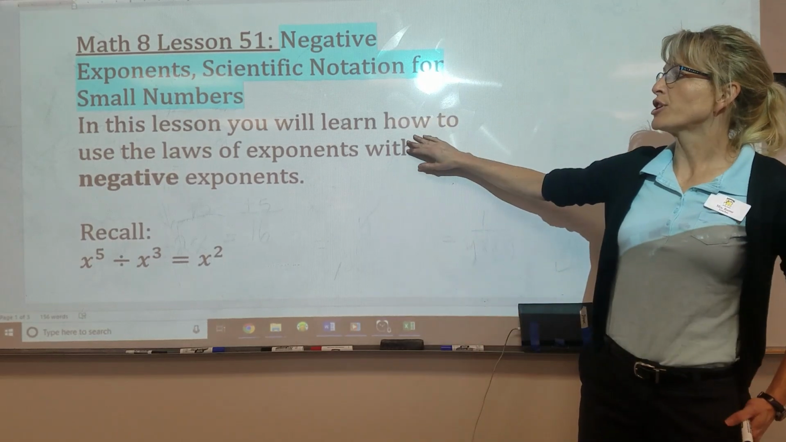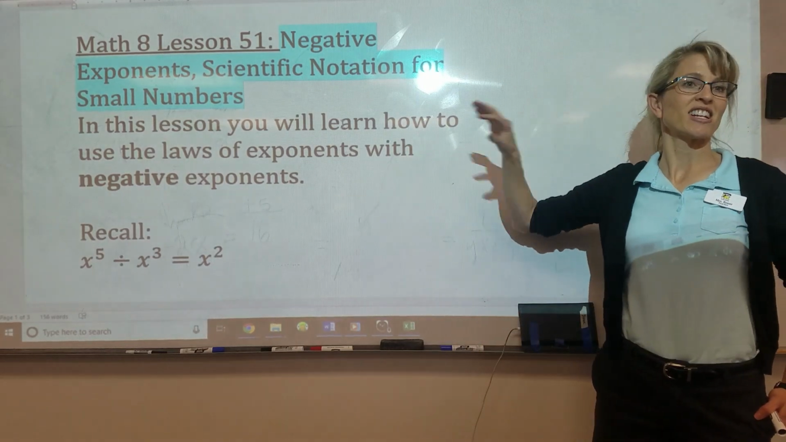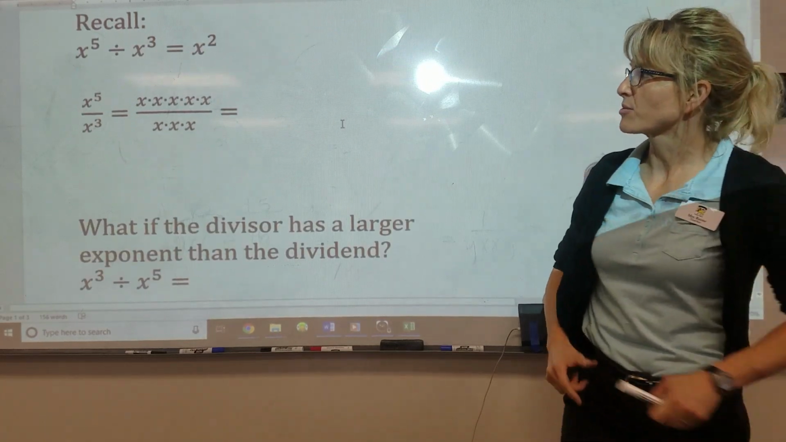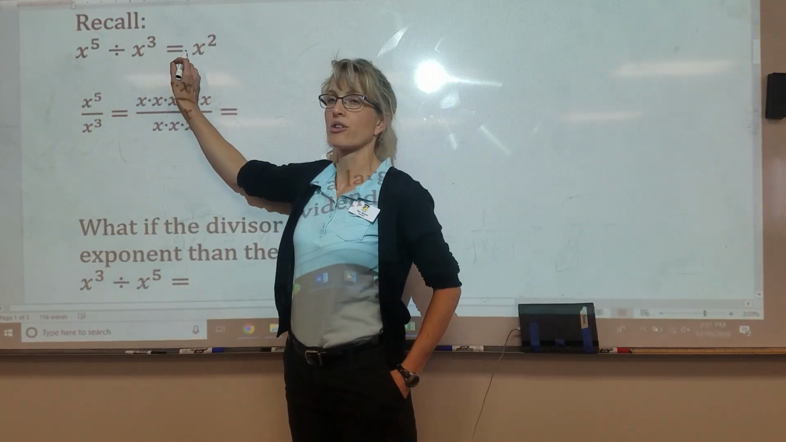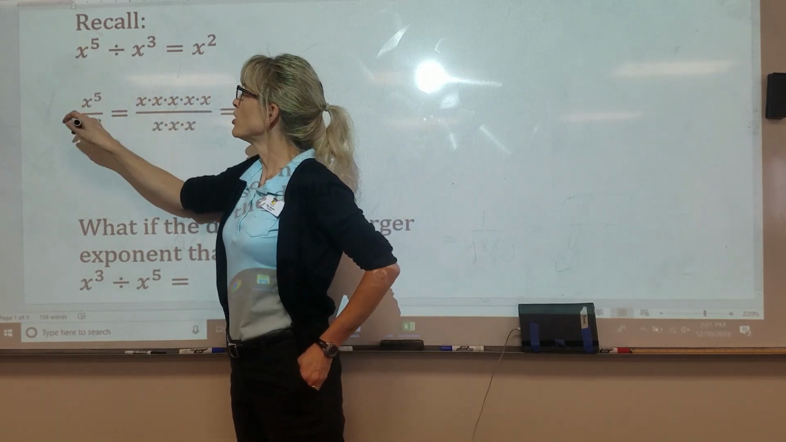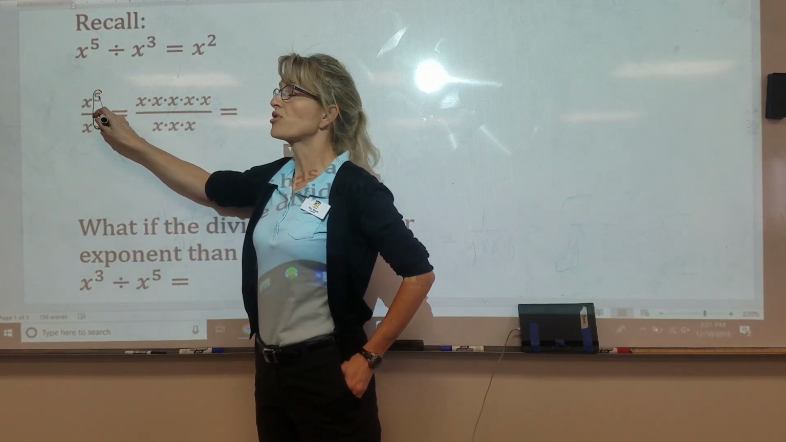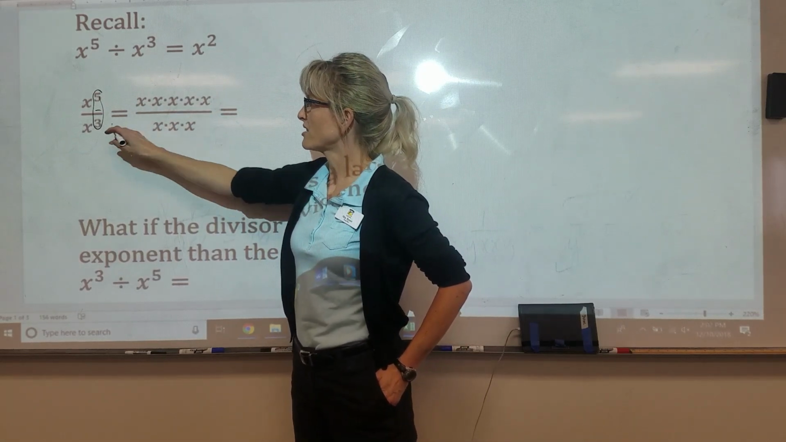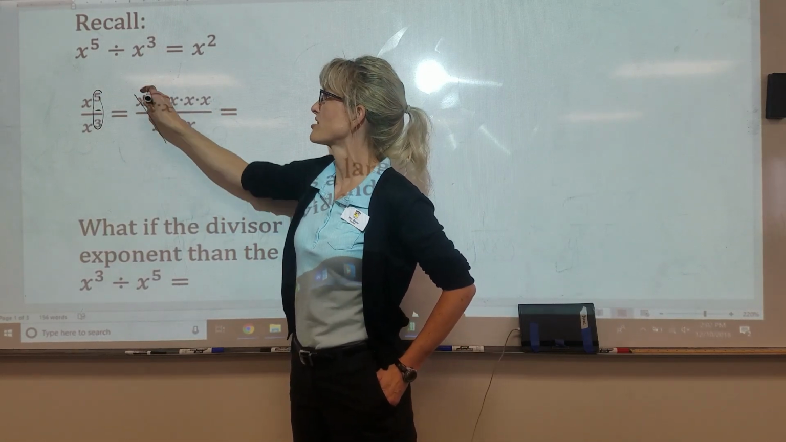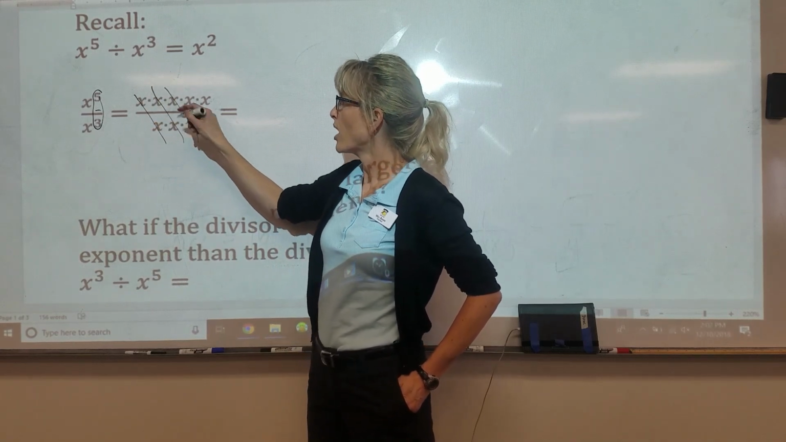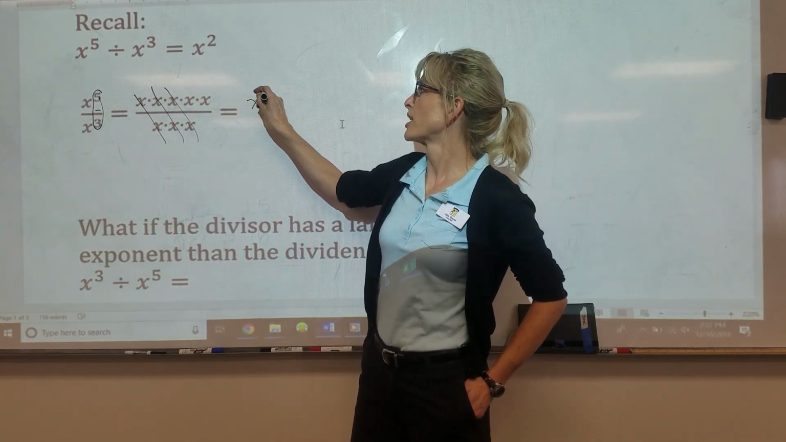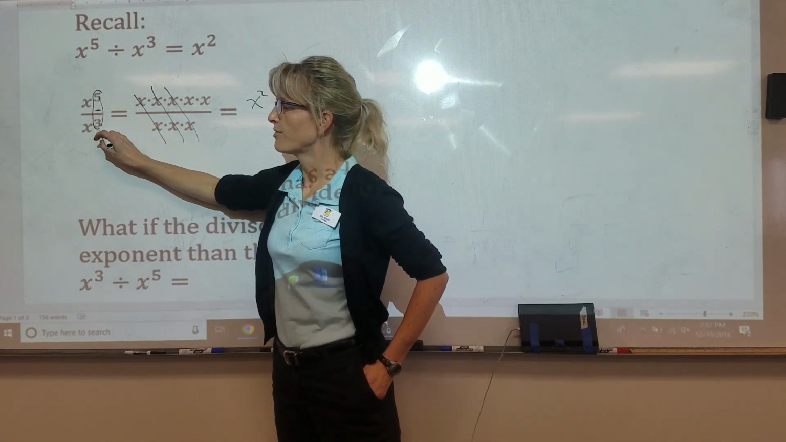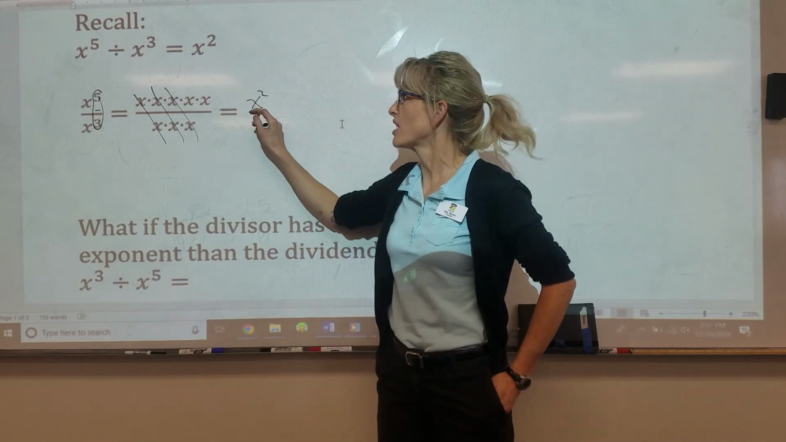Very good. Today we're going to use the law of exponents with negative exponents, and it'll also apply to scientific notation. So recall what we've done in the past when we had x to the fifth divided by x to the third, we get x to the second, because you take the exponents and subtract them. 5 minus 3 is 2. The long way is to expand the top, expand the denominator, and then cross cancel to get 1, 1, 1 times x, which would be x squared. So if I do 5 minus 3, I get the same thing, x squared.